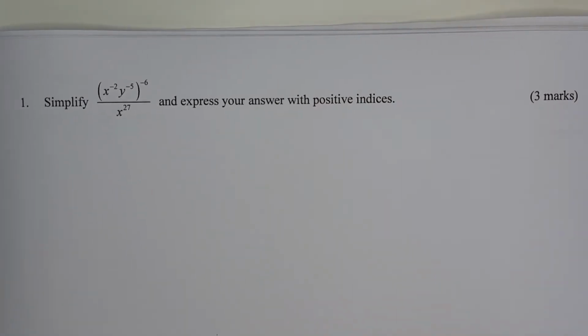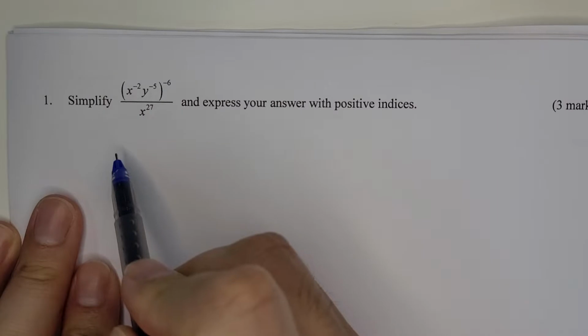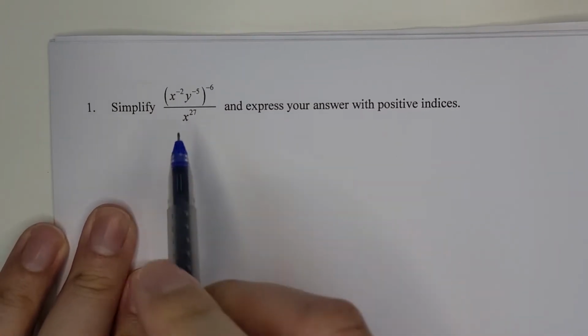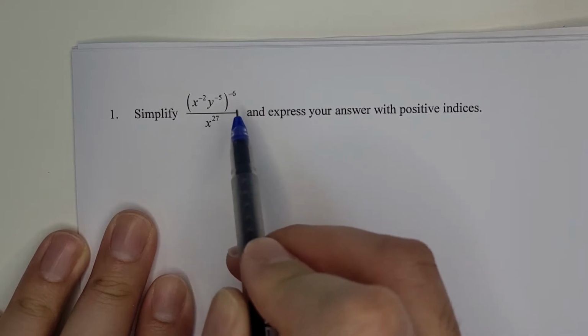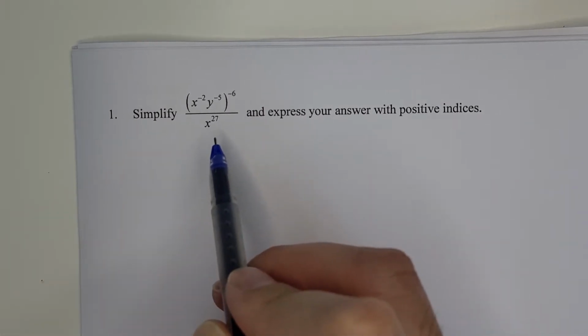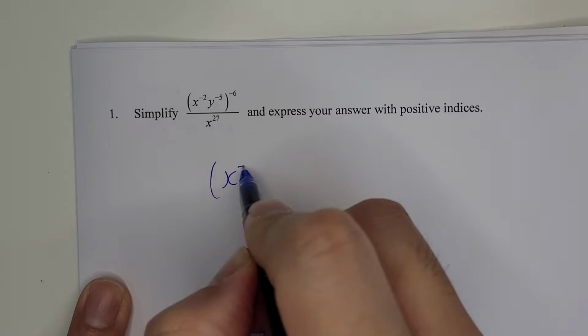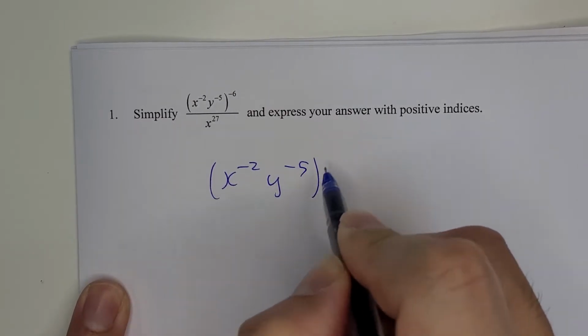Okay, let's check the solution of this paper. For question number 1, you need to simplify x to the power negative 2, y to the power negative 5, bracket to the power negative 6, over x to the power 27. So first of all, write down the expressions.